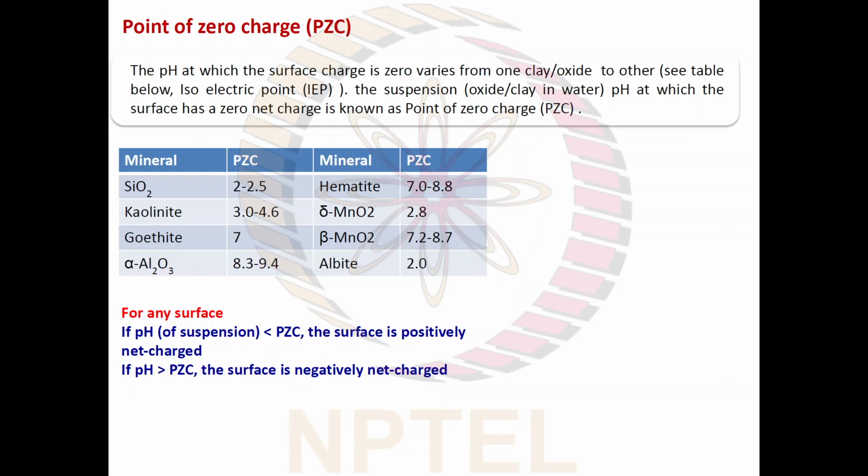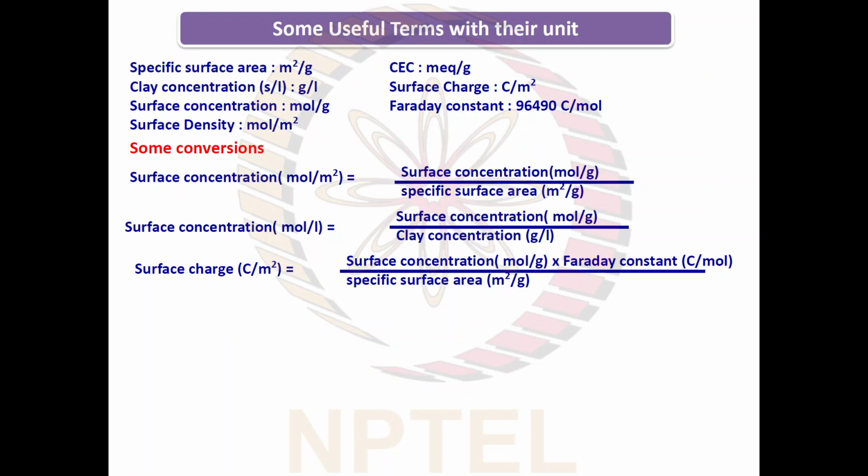The point of zero charge, the pH at which the surface charge is zero, varies from one clay to another. For the isoelectric point, the suspension pH at which the surface has a net zero charge is known as the point of zero charge. If pH is less than pHpzc, the surface is net positively charged. If pH is greater than pHpzc, the surface is net negatively charged.